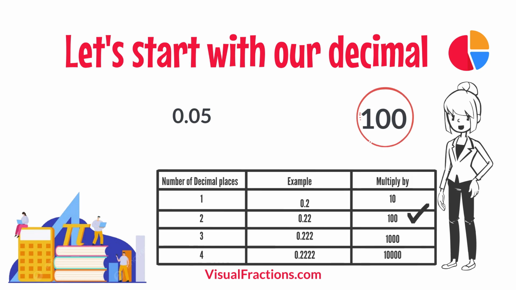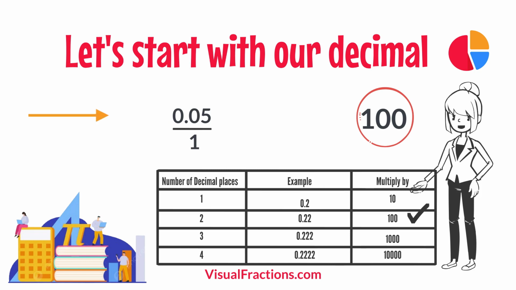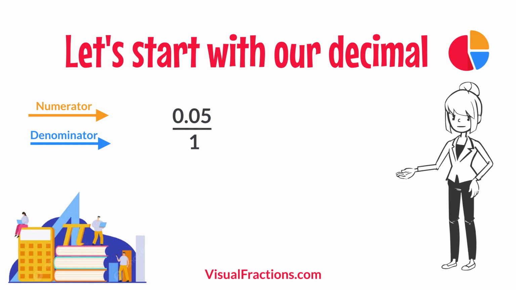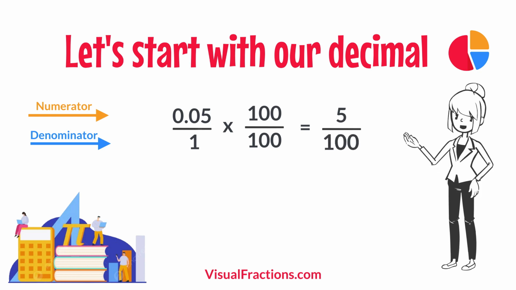To convert this decimal into a fraction, you initially put it over 1, essentially treating the decimal as the numerator in a fraction where the denominator is 1. This sets up the conversion process where we multiply both the numerator, the decimal, and the denominator, 1, by 100 because there are two decimal places. So, 0.05 times 100 gives us 5, and 1 times 100 gives us 100. This translates 0.05 to the fraction 5 over 100.